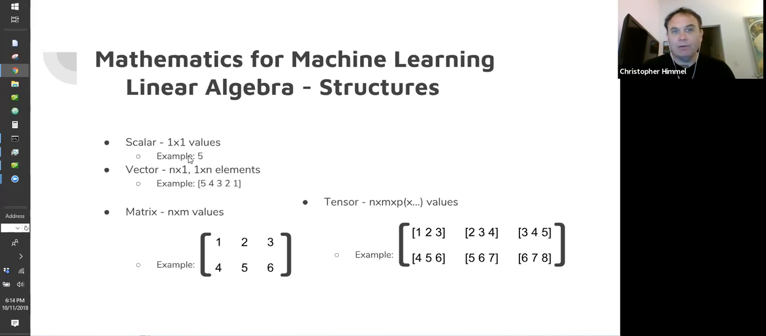Okay, so now let's take it one step further. A matrix is n by n values. It could be also n by m if it's not a square matrix. But here's an example. This is a 2 by 3 matrix, 2 rows, 3 columns.